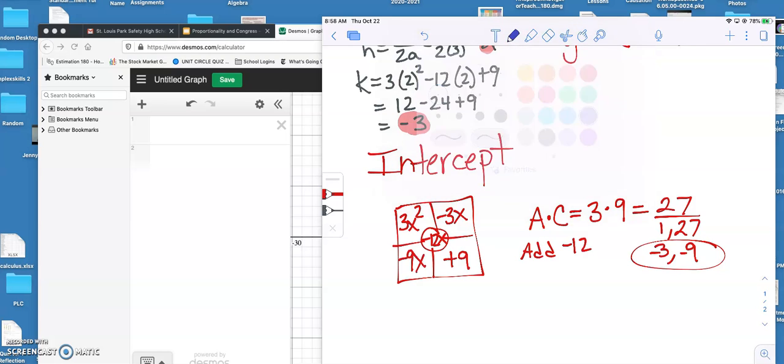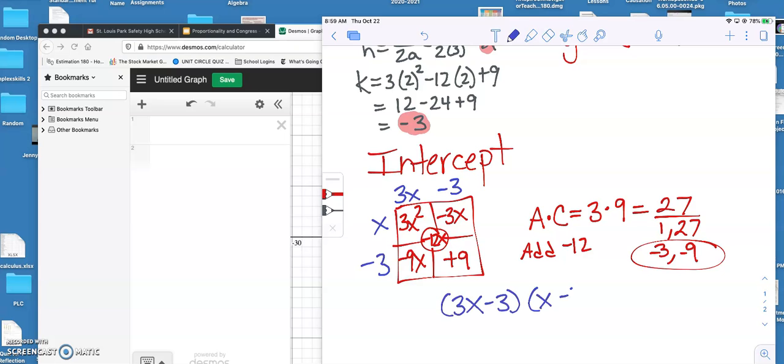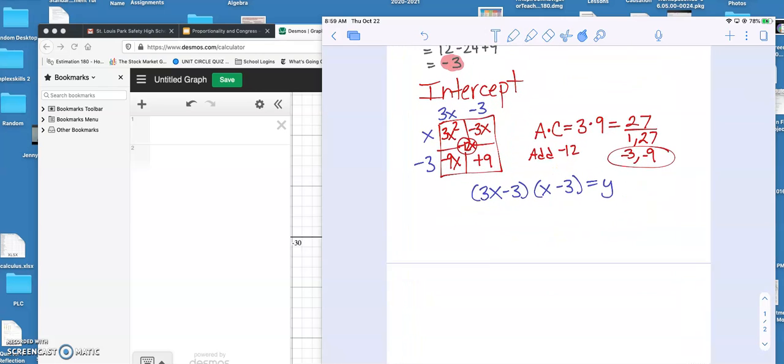Now in the box, we need to put 3x in the top corner. It doesn't matter if it's the top or the side because 3 goes into both of them. So maybe I put 3x here. So this would be x minus 3 and minus 3. We have factored it into (3x minus 3)(x minus 3). We are not solving this like we did before. We're just leaving it as the equation.